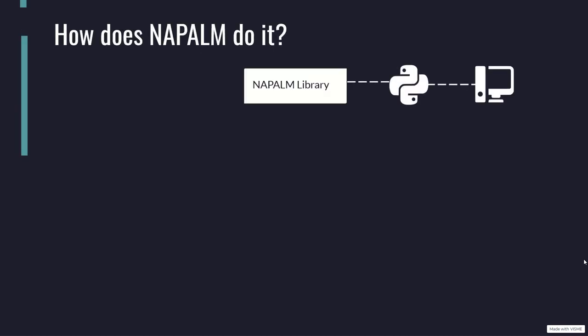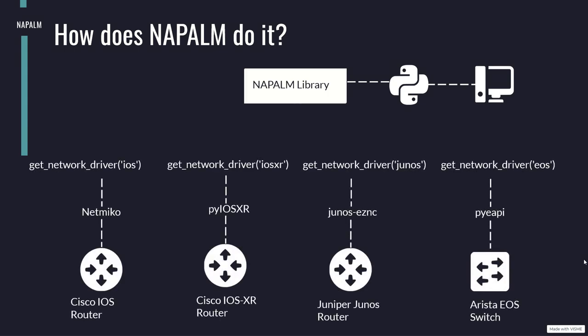Now the question will be, how does NAPALM do it? What NAPALM does is to hide the interaction with the multiple libraries from us, unifying the way we access a network device. This is possible thanks to the introduction of the network driver concept. Every time we want to interact with a device, we only have to specify with which operating system we are going to talk, and NAPALM will select the correct network driver. In other words, it selects a library with all the functions related to that operating system. For example, as we can see on the screen, through the get_network_driver function and passing it the operating system parameter, NAPALM prepares the correct library to talk to the device. Basically, NAPALM is like an API on top of another API.